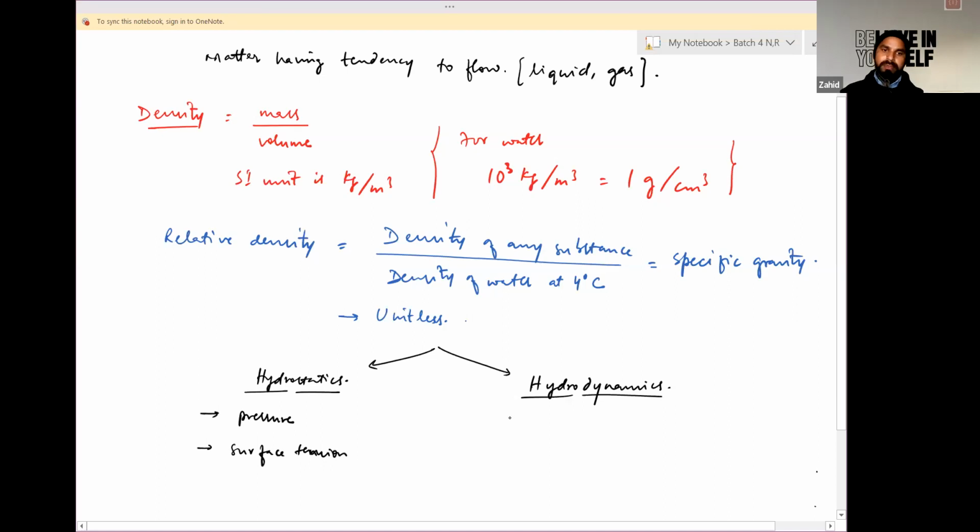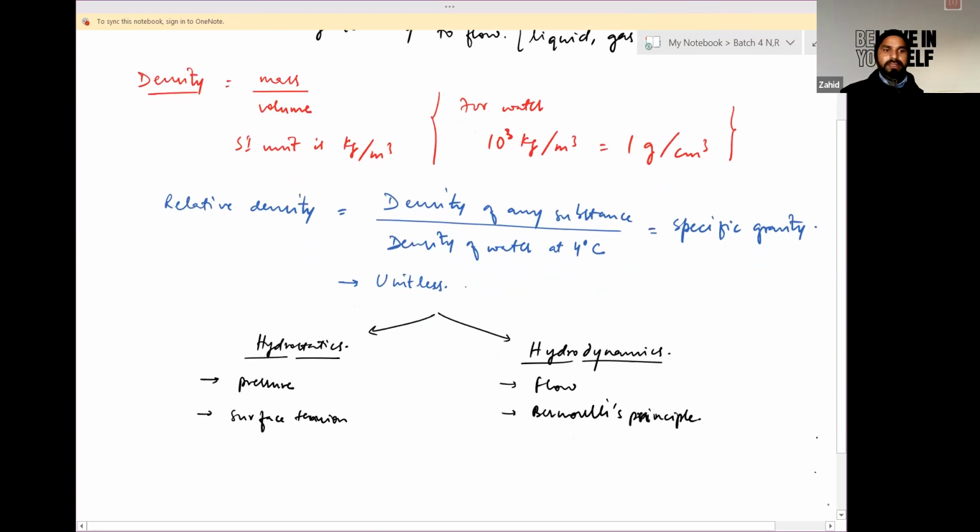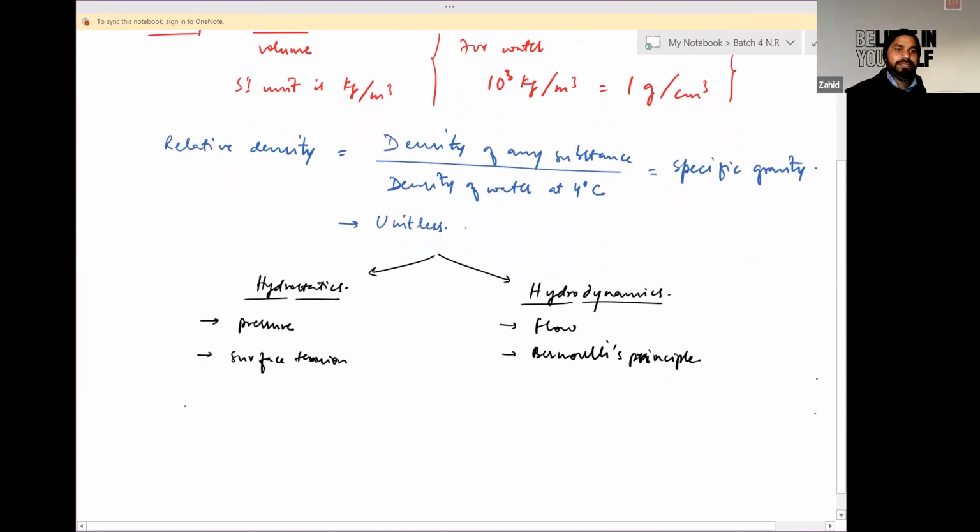Similarly, for hydrodynamics part, first is flow or type of flow and its various application. Second, and the most important part, is Bernoulli's principle and its various application. So on the basis of it, let's start pressure.